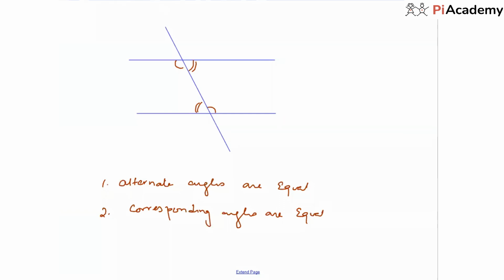Now what are corresponding angles? Let me show you. This angle is equal to this angle. Am I correct, guys? Yes. And similarly, this angle is equal to this angle. Corresponding angles are equal. And third one, vertically opposite angles are equal.